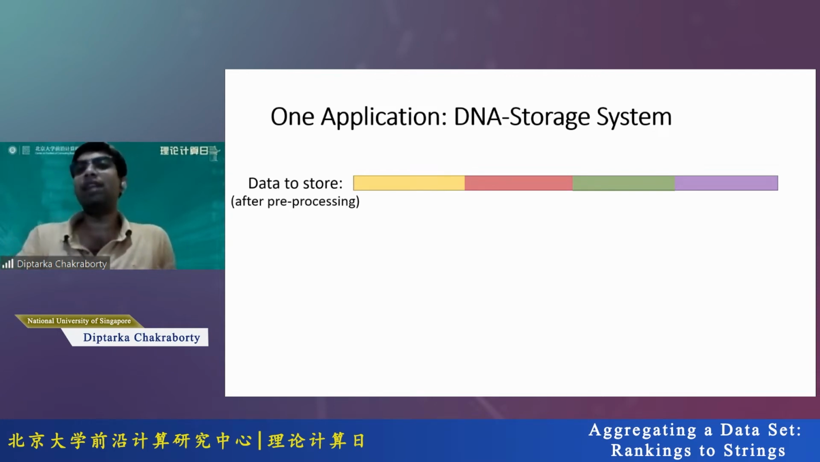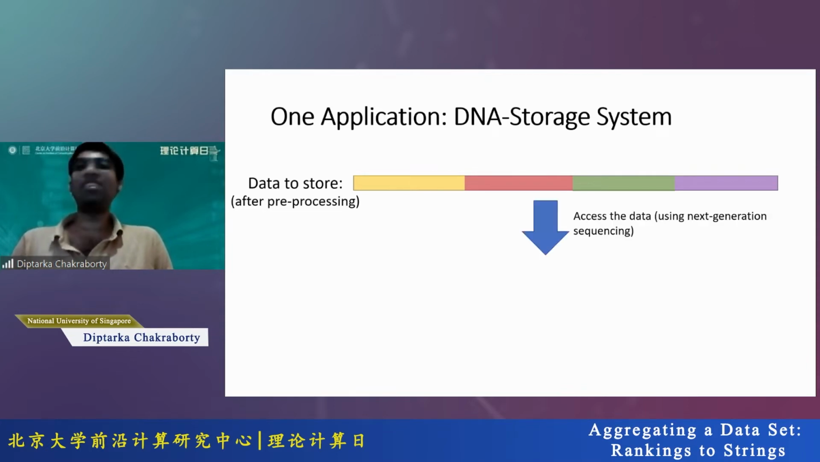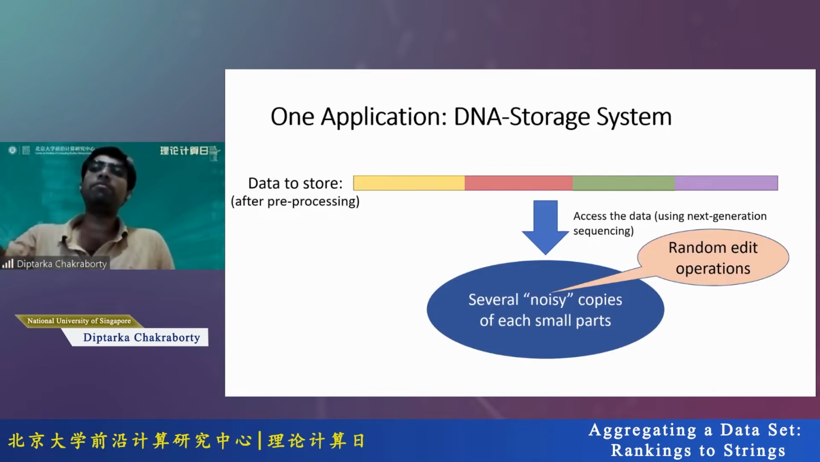But this is essentially what we do. We divide the large string into small chunks and then just store them. Now the main difficulty, storing is not a problem. We can do that now. But the main difficulty comes while retrieving the data, because if I cannot retrieve the stored data, then this is useless. So I have to access the data. And for that, what people do these days in the DNA storage system is use next generation sequencing devices. The next generation sequencing basically retrieves the data, but it creates several noisy copies of it. And what is this noise? This noise is essentially edit noise. Essentially, it randomly inserts or deletes some of the symbols from the stored data.